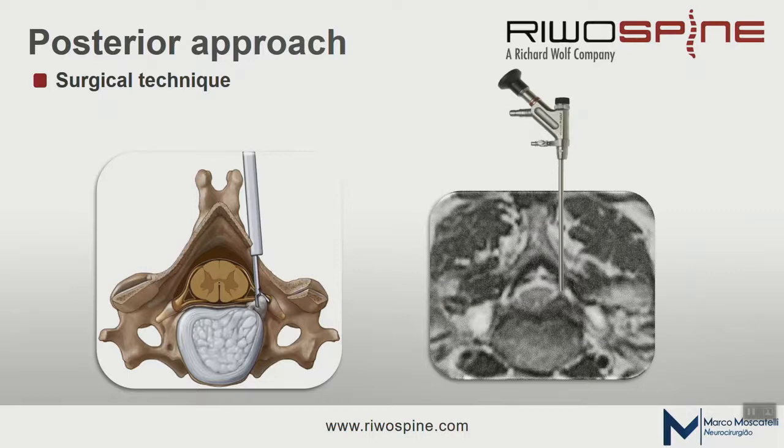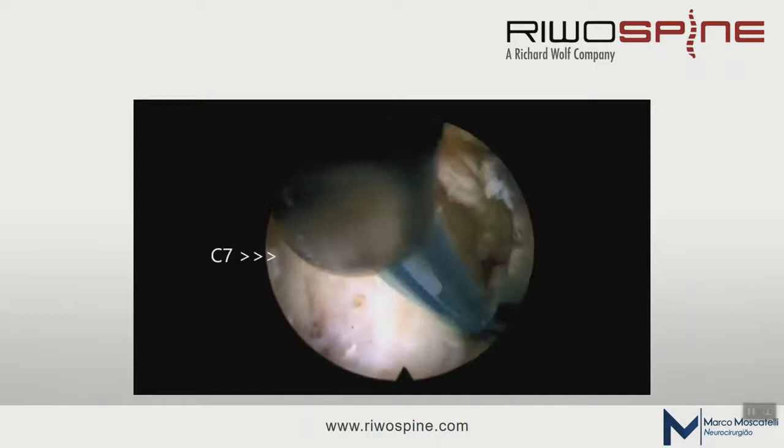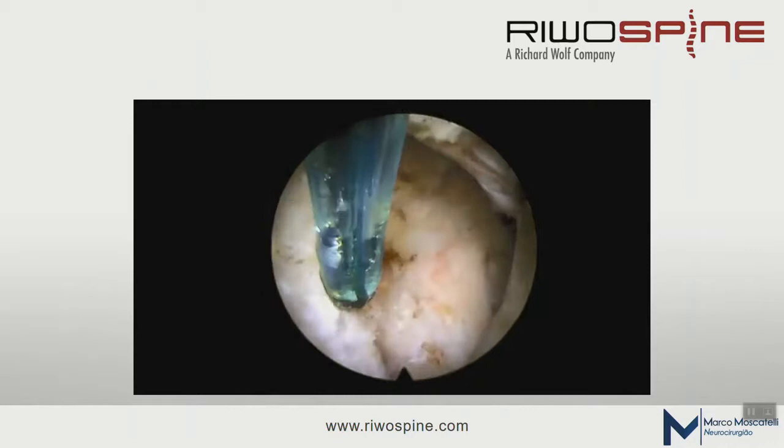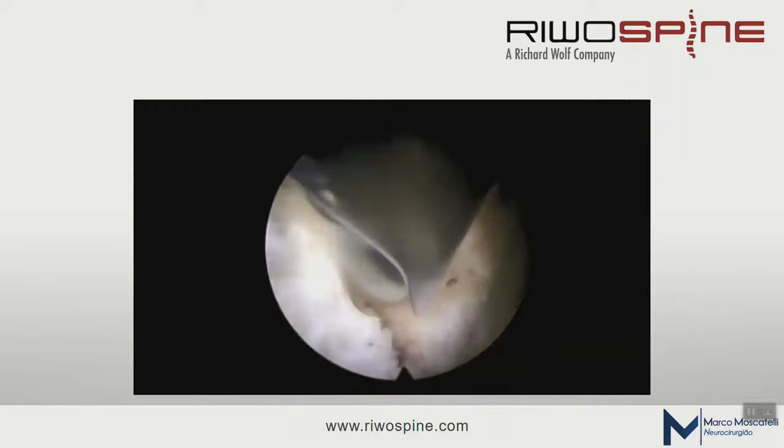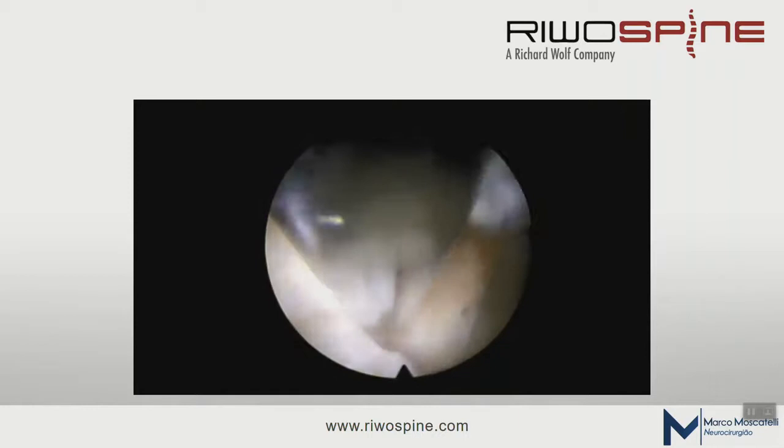Now I will present our last case. We start our procedure by exposing the bone structure C7 and T1 with tip control, removing with a shaver part of the lamina C7 and T1, where we will expand the foramen with the cutting blade and the punch to perform a great foraminotomy.